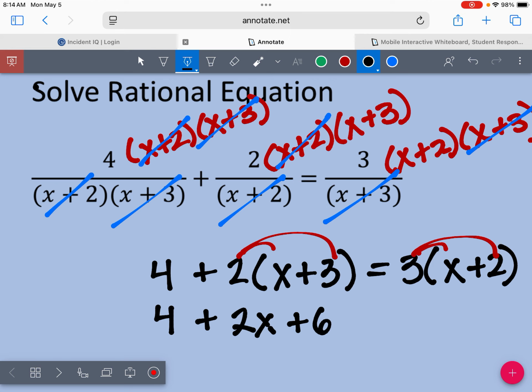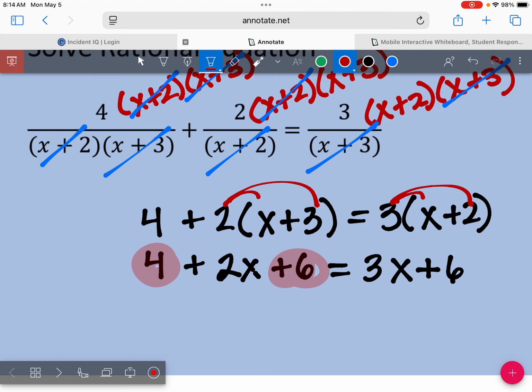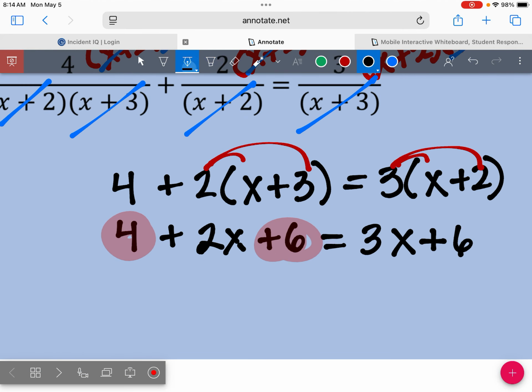All right, carry down the equal sign, and then that gives you 3x plus 6. So now we're ready to combine our like terms. So that would be 4 and 6. What do you get when you add 4 plus 6? 10, good. So now you have 2x plus 10 equals 3x plus 6.